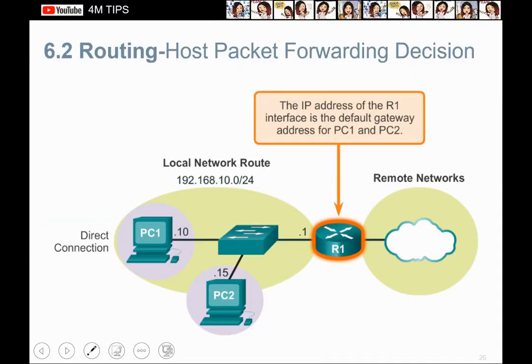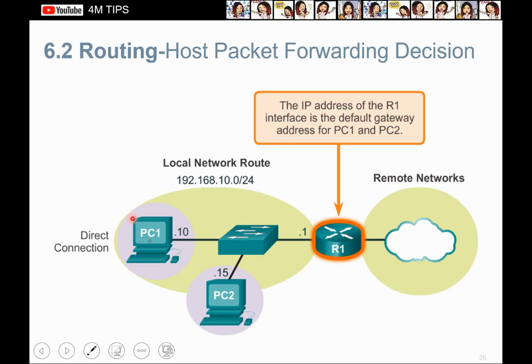Let's continue our session with 6.2, routing sessions. Now, when you look at the topology given here, there is a yellow circle, which means this is one broadcast domain, and another circle is another broadcast domain. Whatever computer devices, PC1 and PC2, are in this circle, they belong to the same subnet, which is 192.168.10.0/24. And the remote networks here will be other different networks, which route to the internet.